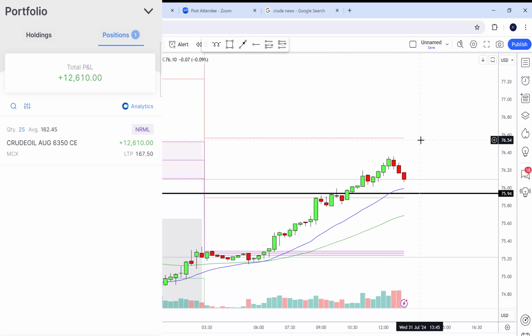Okay guys, next update, you can see that my profit, which was almost 40,000 a few minutes back, has now come down to almost 12,000, right?